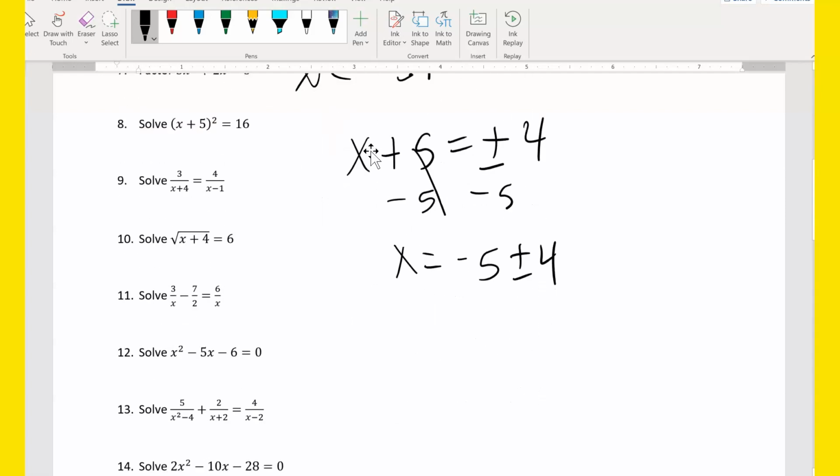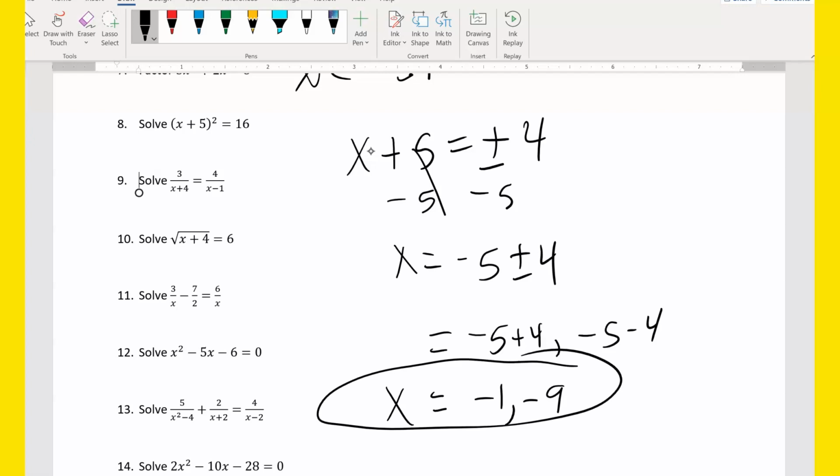And since these are just numbers, we can simplify those down. Negative 5 plus or minus 4 becomes negative 5 plus 4, negative 5 minus 4. And negative 5 plus 4 is just negative 1, and negative 5 minus 4 is just negative 9. So those are my two answers for x there.